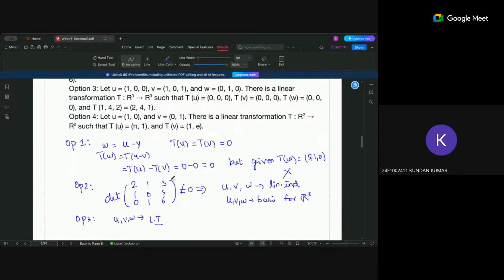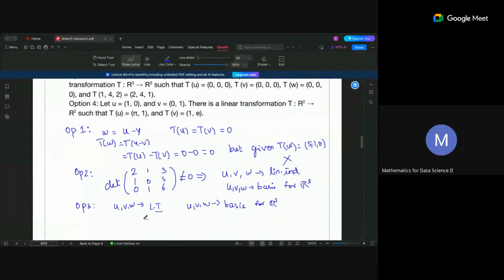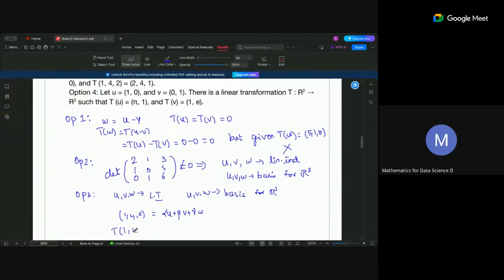First form the function, then check whether it is working or not. See, u, v, w form a linearly independent set. It means u, v, w is a basis for R3. And if it is a basis for R3, you know that any vector 1, 4, 2 can be written as a linear combination of these basis vectors, correct?